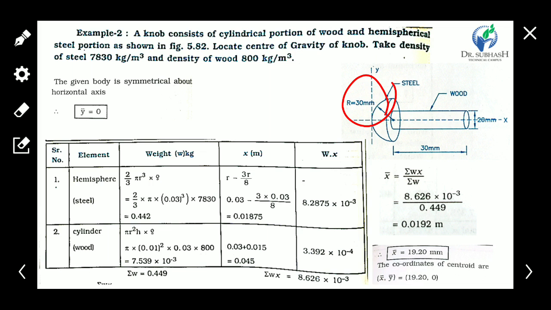So 0.03 is the radius, and we can get x1, which is our x bar of the hemisphere, 0.01878. Here we can say that the x bar for the particular hemisphere is a small x bar.